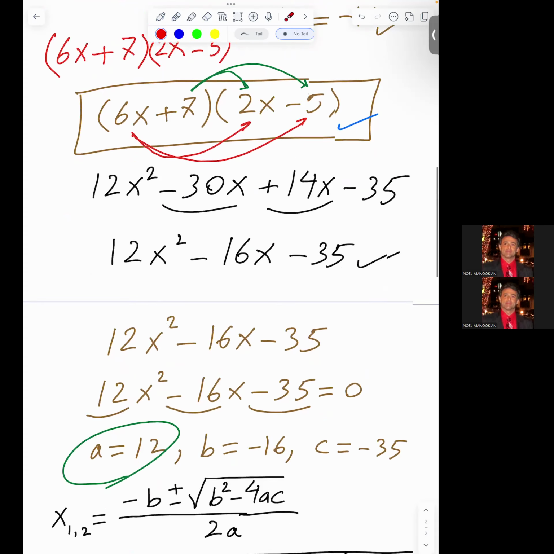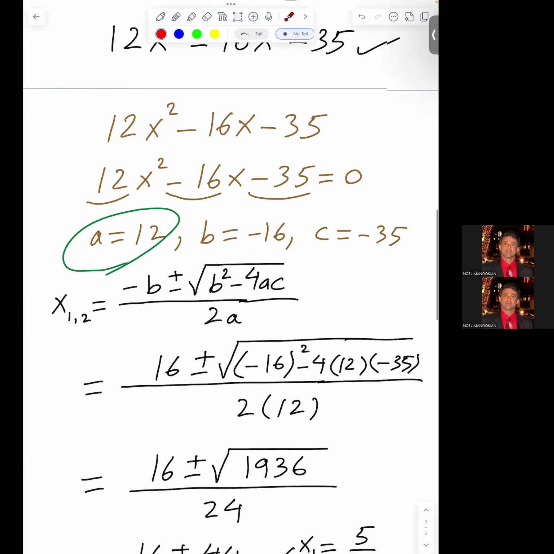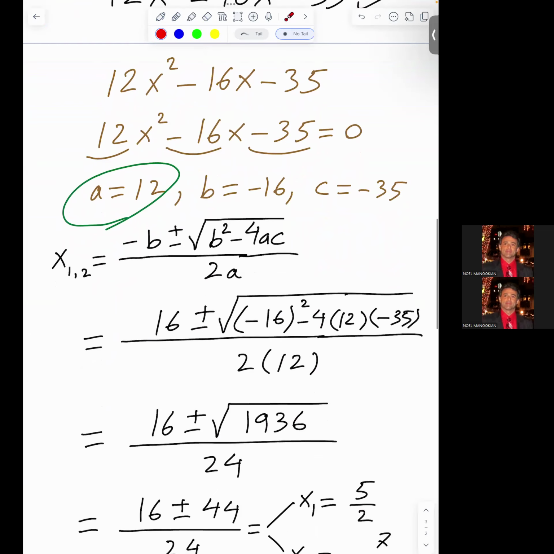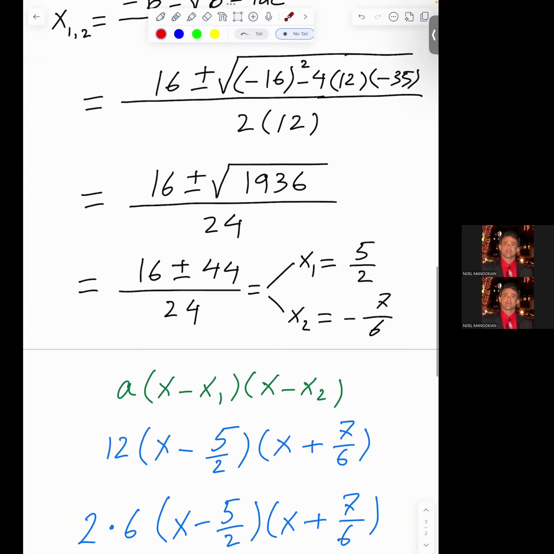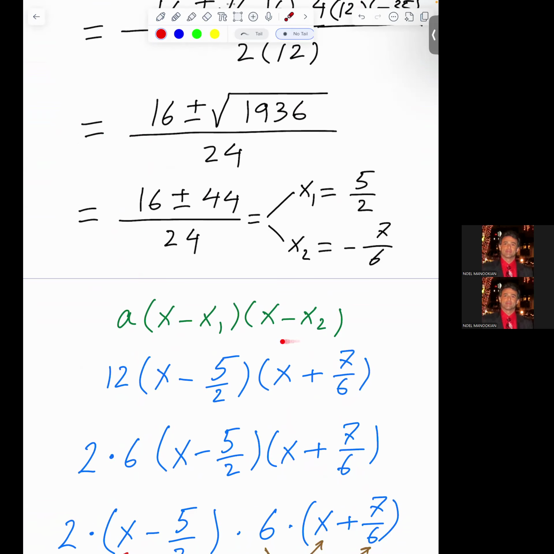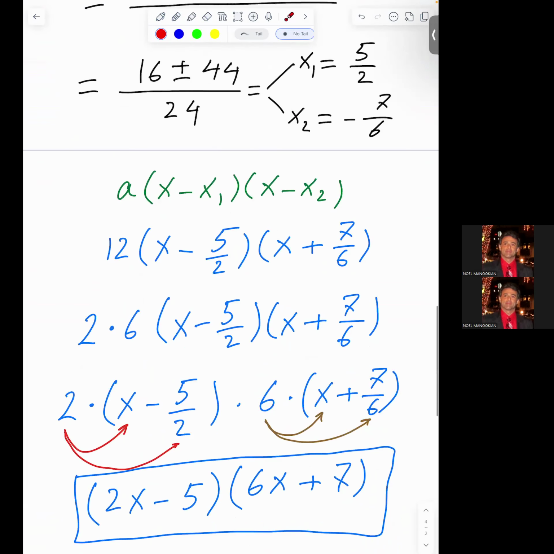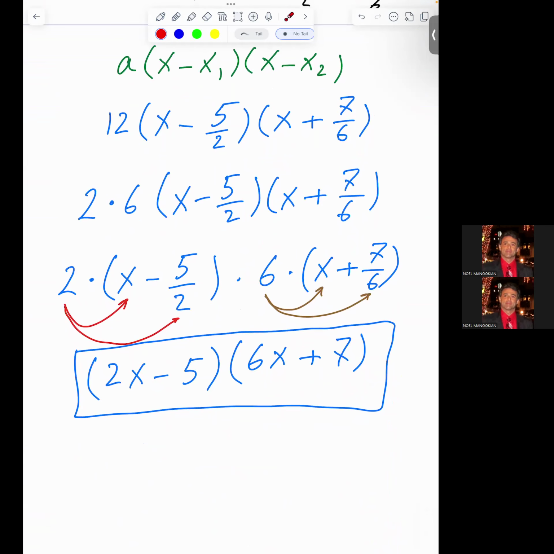In the second method, you don't need to guess any numbers. You're just going to use the quadratic formula. And this is the main formula that you need to factor the expression. And then you can cancel the fractions by multiplying the coefficient of x squared to get the final answer.